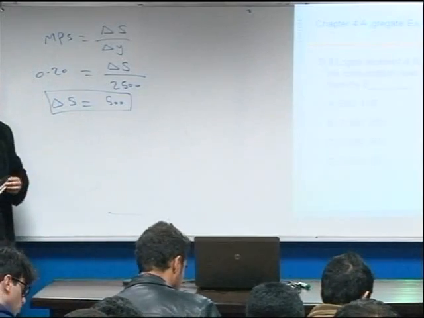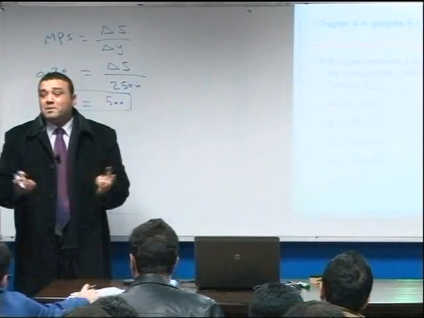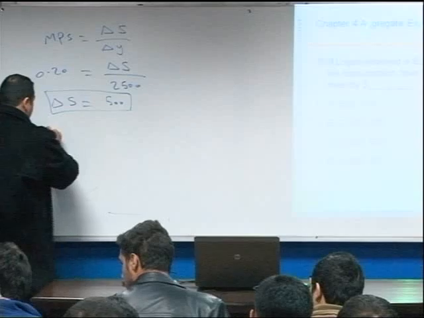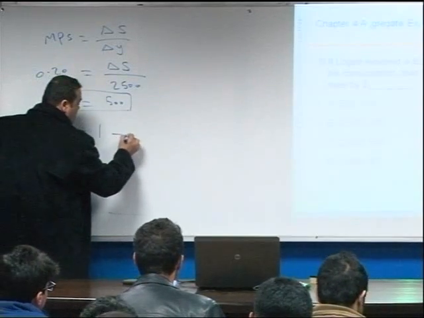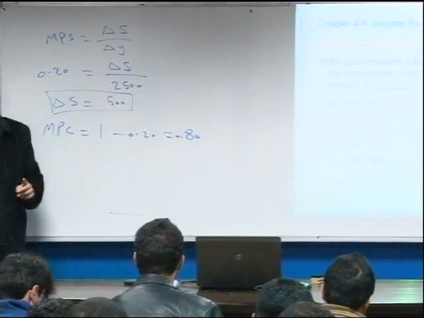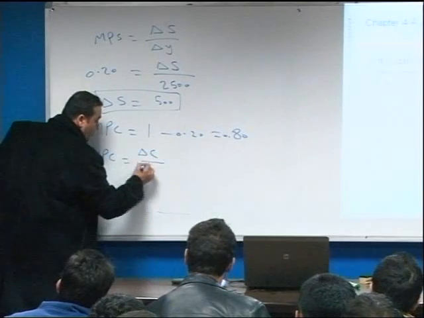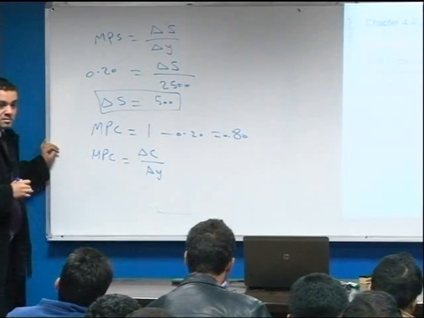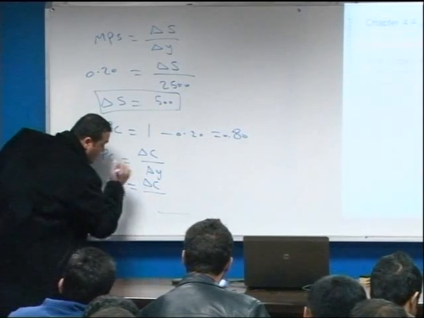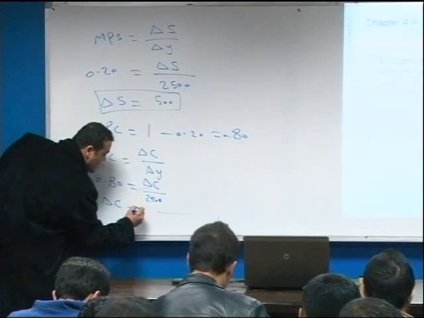Right? What about the consumption, or the part which goes for consumption? We have to derive the MPC, the marginal propensity to consume, right? The MPC equals how much? 1 minus 0.20, equals 0.80. As you know, MPC equals delta C over delta Y. So MPC 0.80 equals delta C over delta Y, 2,500. So delta C equals 2,000.